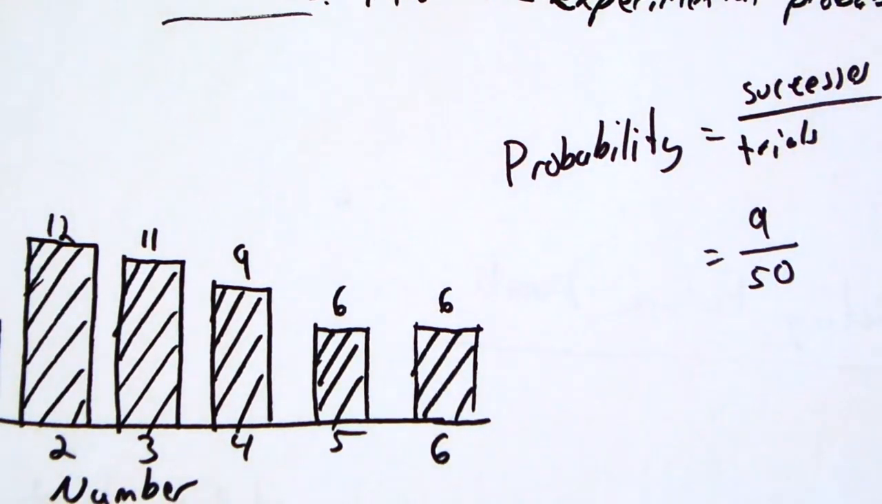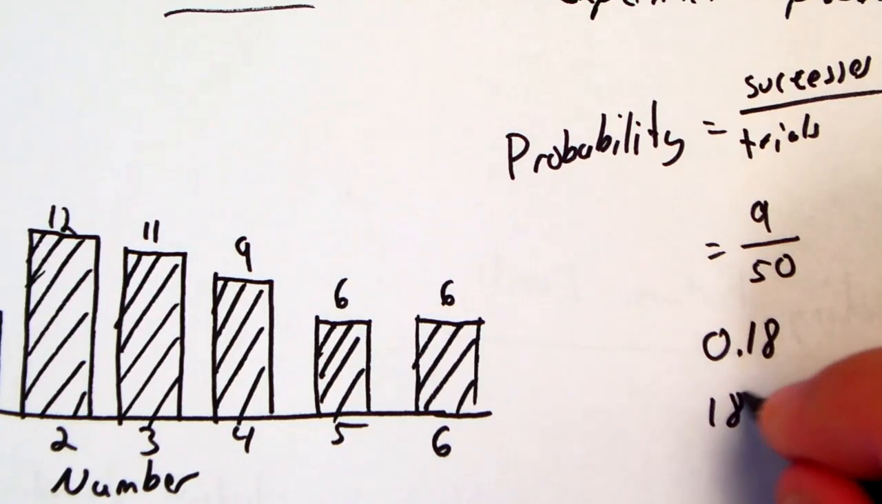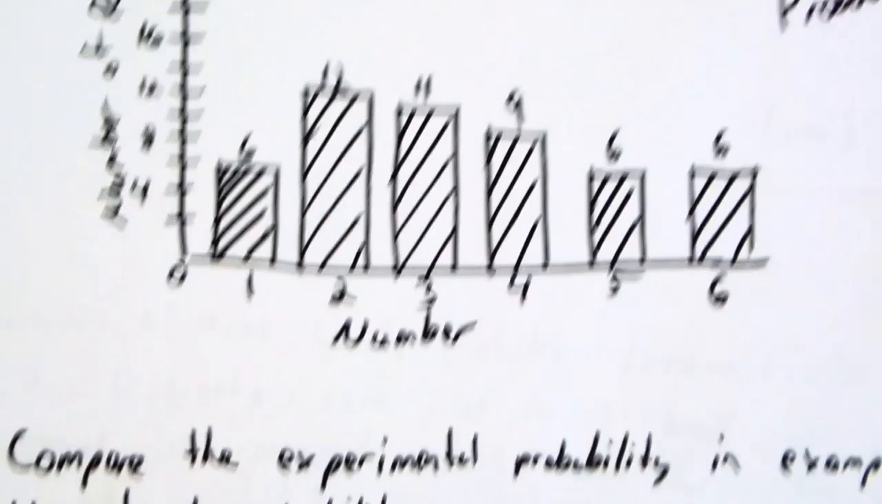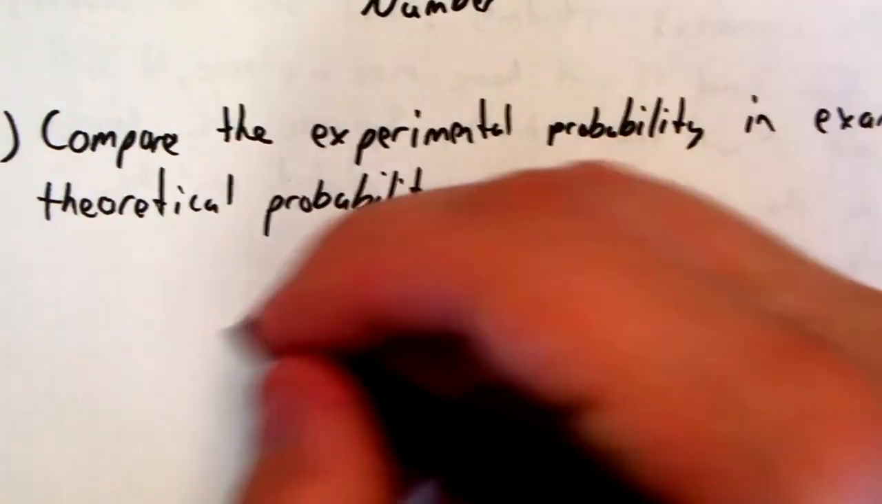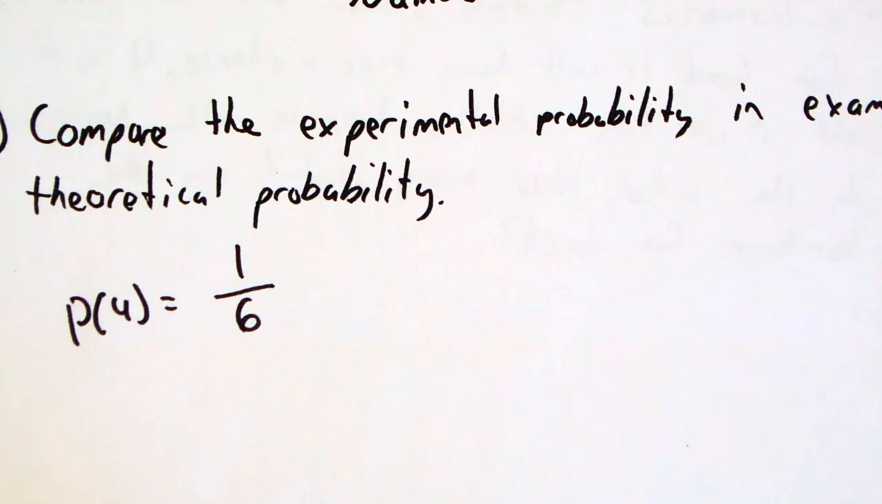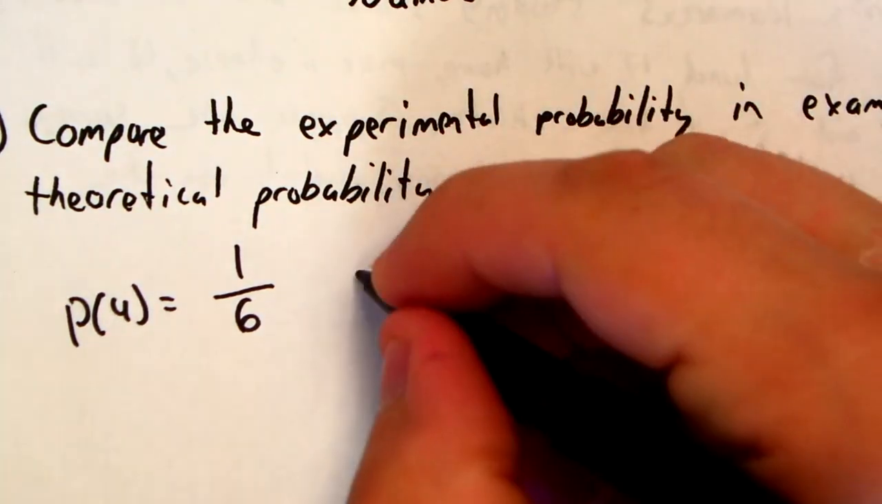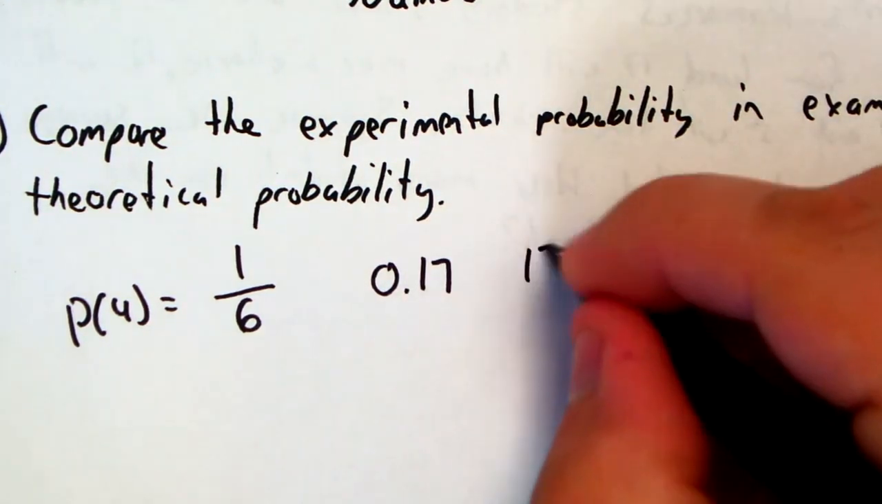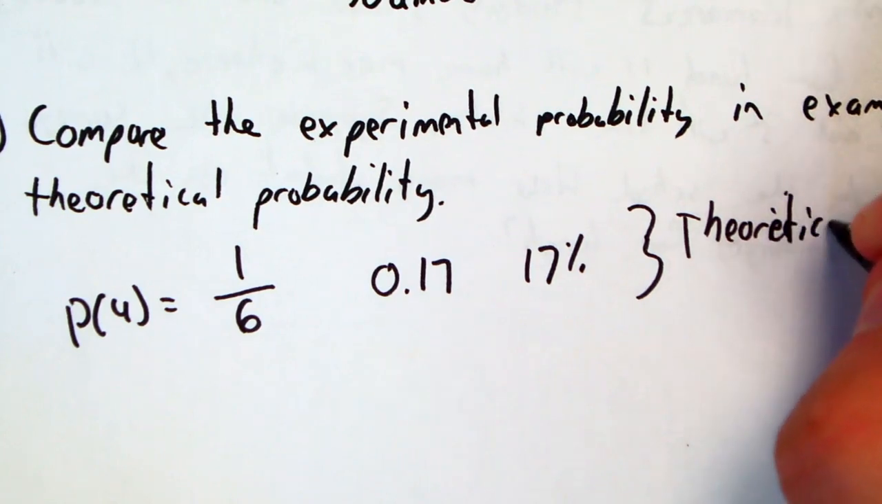Now, if we find the decimal approximation of 9 divided by 50, we would see that this is 0.18, or 18%. Now, in example 2, it says compare this experimental probability in example 1 to the theoretical probability of selecting a 4. Now, on a number cube, there are 6 total sides, so there are 6 different outcomes. Rolling a 4 is one of them. If we make this into a decimal, 1/6 is going to be 0.16 repeating, or about 0.17, which would be 17%. This is theoretical. This is what we should have gotten.